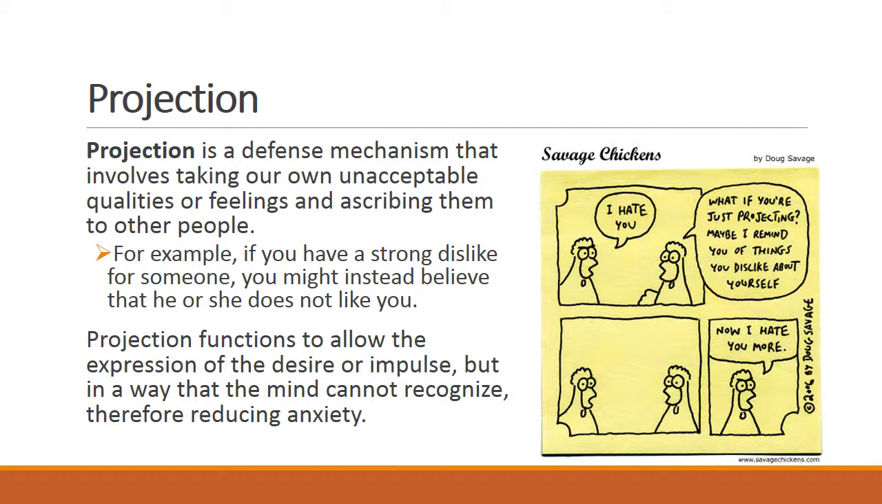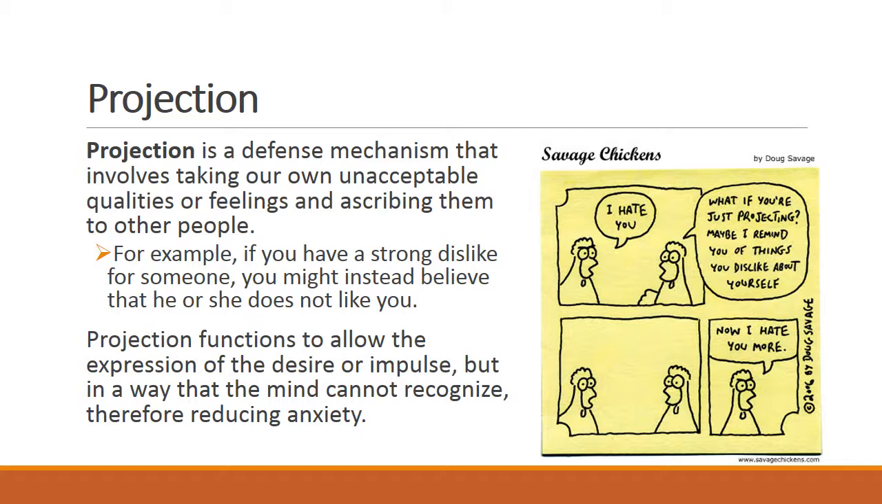Projection is a defense mechanism that involves taking our own unacceptable qualities or feelings and ascribing them to other people. So, for example, if you have a strong dislike for someone, you might instead believe that he or she does not like you. So if your friend says, hey, we should call Mary or Joe or Tamika and have them join us, you say, Tamika doesn't like me. And your friend's like, what do you mean? She's awesome. She totally likes you. And you personally do not like Tamika, but you say, no, I really don't get that she likes me. So let's just skip that and go out just us.